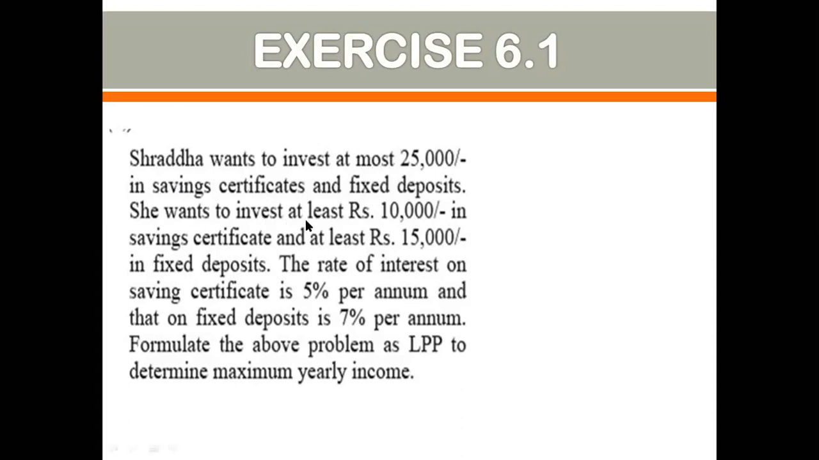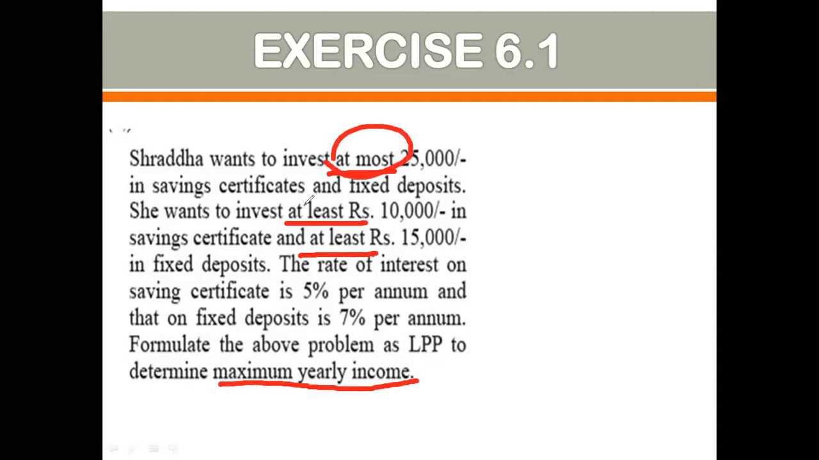She wants to invest at least 10,000 in saving certificate and at least 15,000 in fixed deposit. The rate of interest is 5% on savings and 7% on FD. So you have to formulate the above LPP to determine the maximum yearly income. As you all saw, class, the words at most, at least are repeated more than once. So in all these sums, you have to solve the sums directly without making any table.